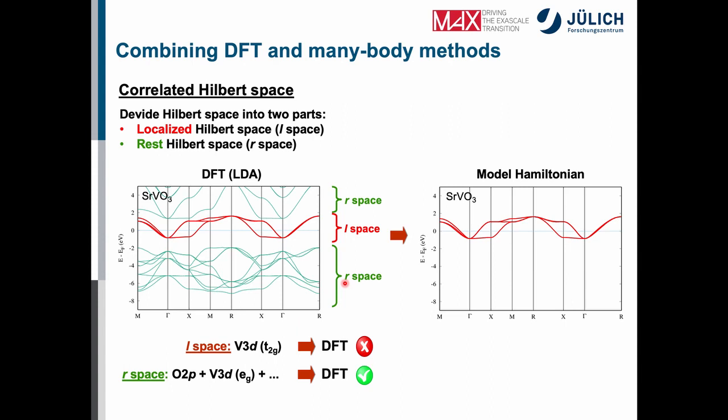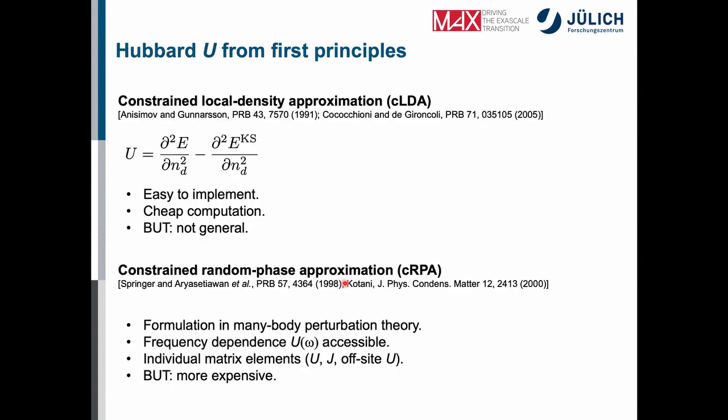In practice, there are two main ab initio approaches for calculating the Hubbard U parameter. The first is the constrained local density approximation. Here, the Hubbard U parameter is defined as the second derivative of the total energy with respect to the occupation number of, for example, the d shell. From this, you have to subtract a hybridization term.